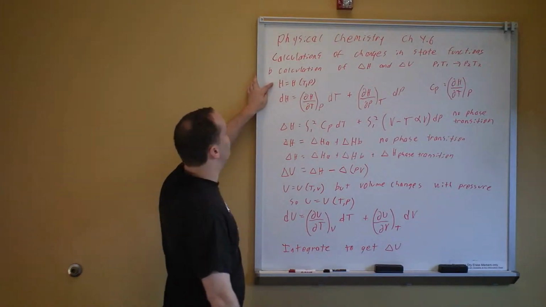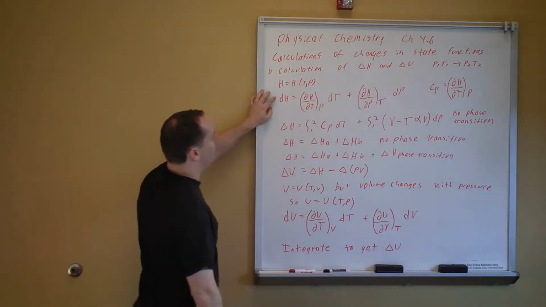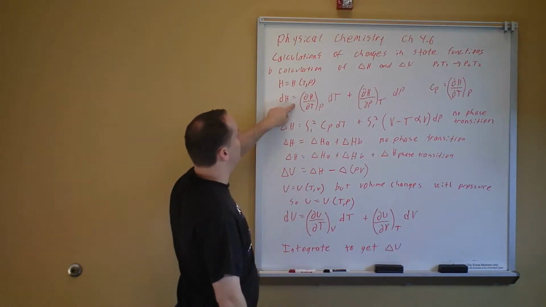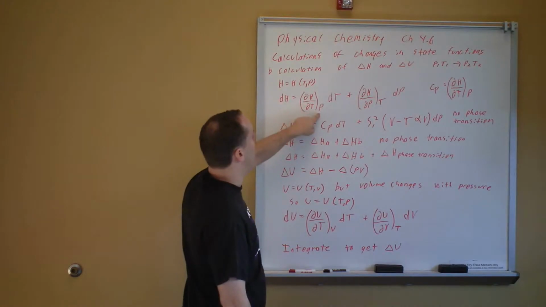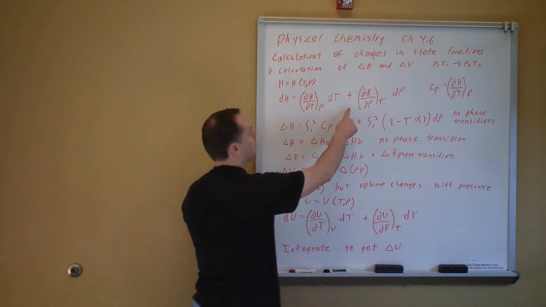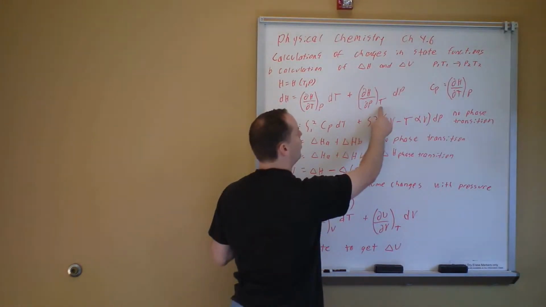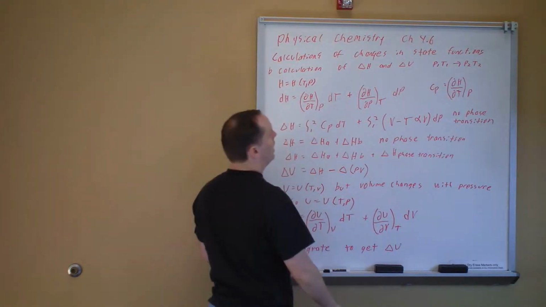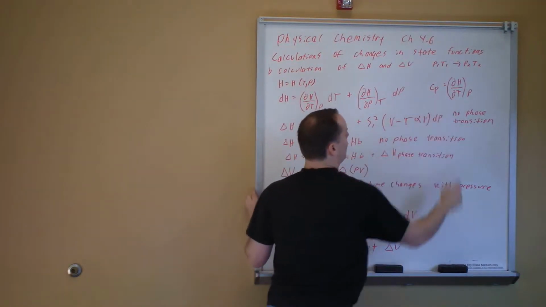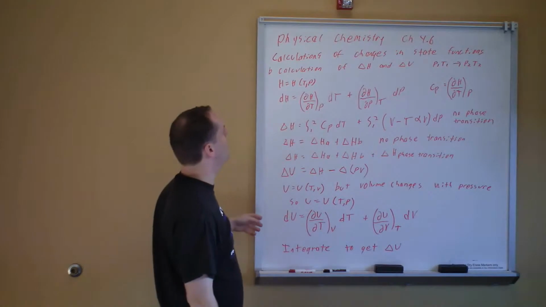Now we know that enthalpy is a function of temperature and pressure. So writing out the differential of H, we get the derivative of H with respect to temperature at constant P, dT, and the derivative of H with respect to pressure holding temperature constant, dP. And we know that Cp is the derivative of enthalpy with respect to temperature holding pressure constant.